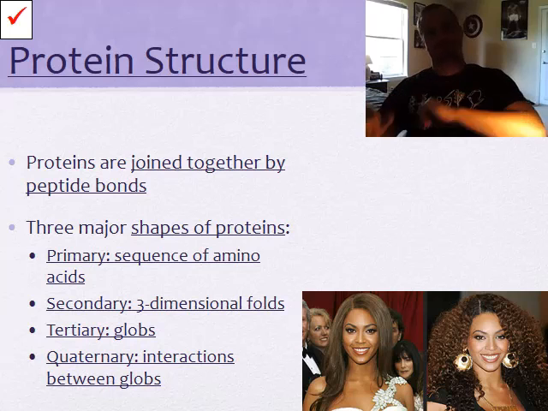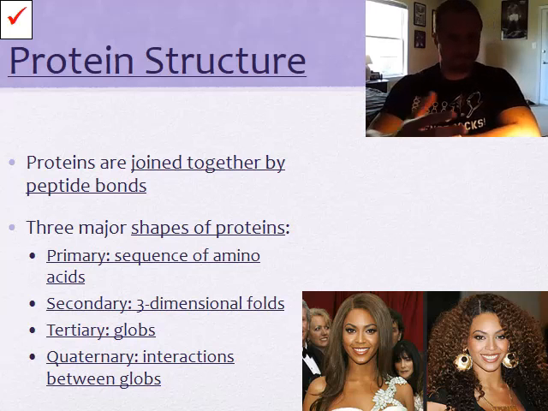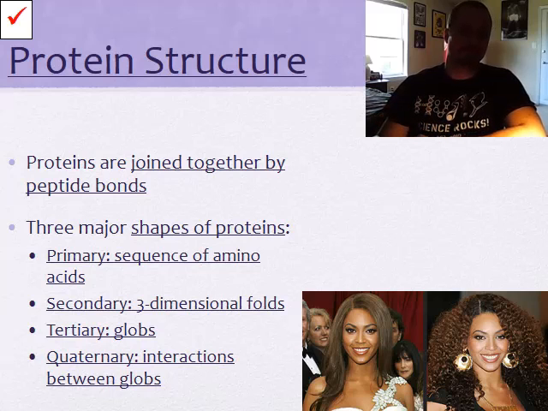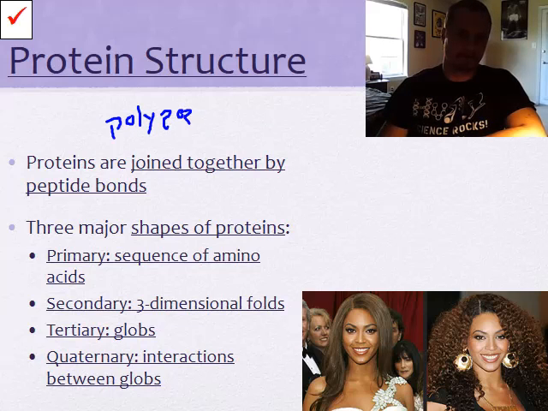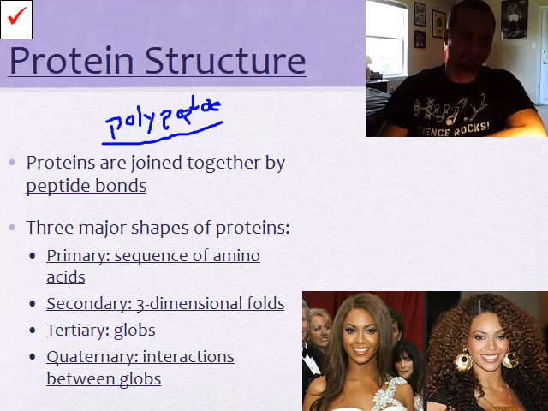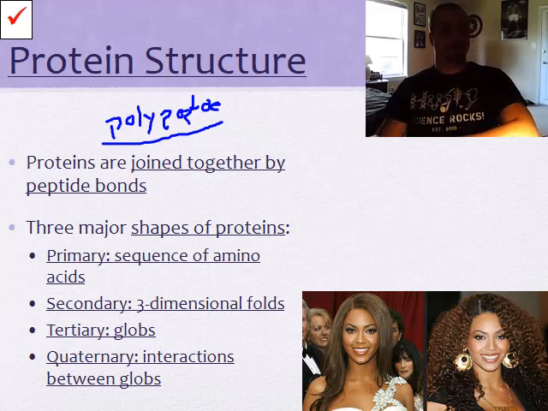So the protein structure. The structure of proteins ranges from simple to complex. Proteins are joined together by something called peptide bonds. Another word for a protein is actually a polypeptide. So poly meaning many, and peptide being the bond that holds them together. Yep, that looks like a 3-year-old wrote that. But such are the joys of writing with a mouse.